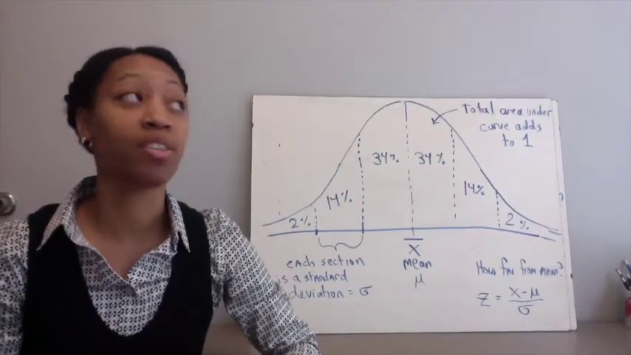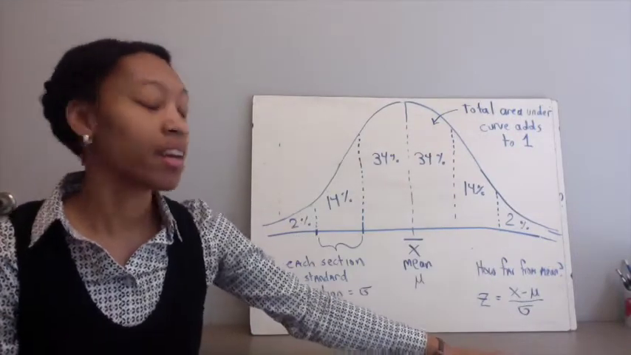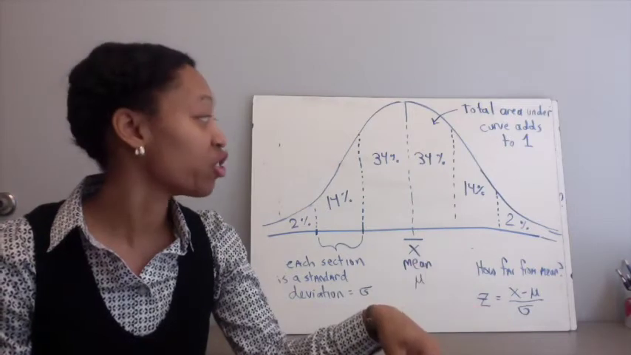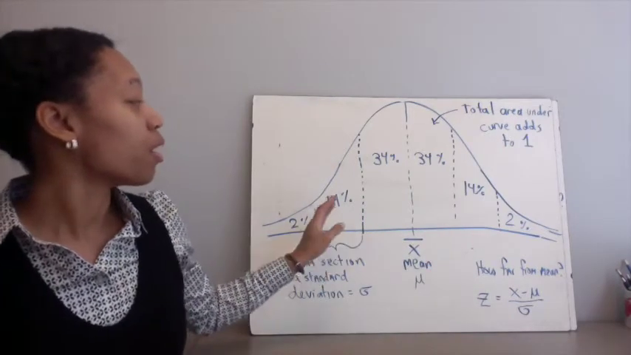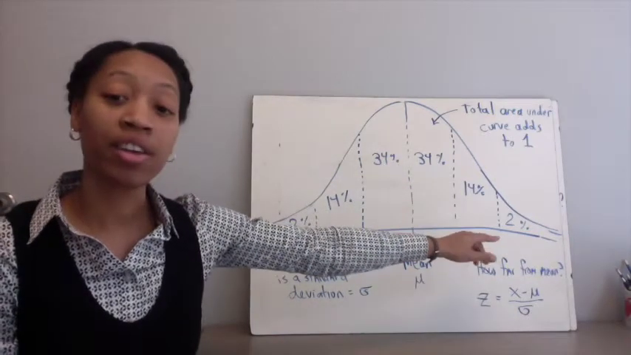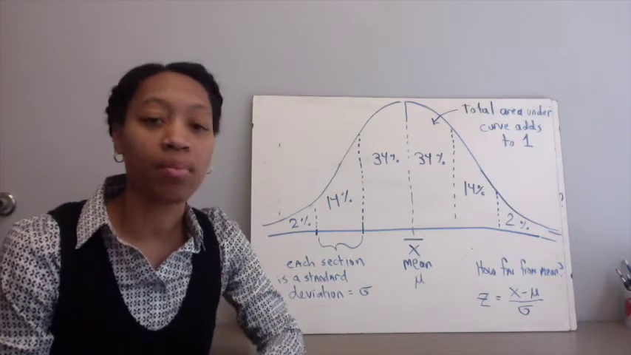When we're talking about the normal distribution, here's what the curve looks like. Now these percentages that are written here are always the same. These are the percentages you're always going to want to use. If you add up the percentages for each part, the total area under the curve is always equal to 1.